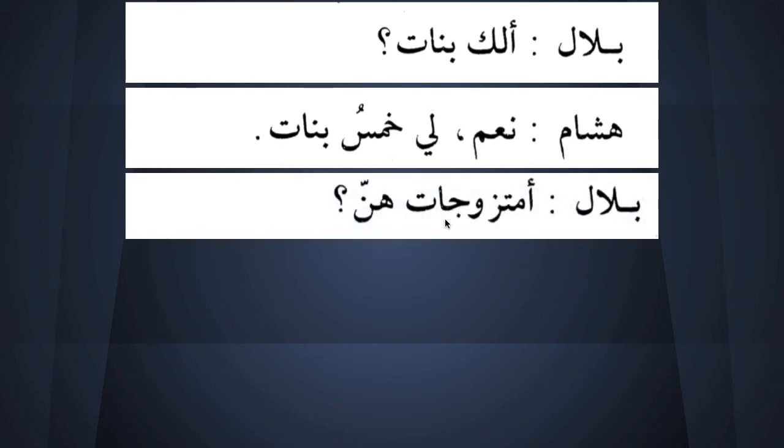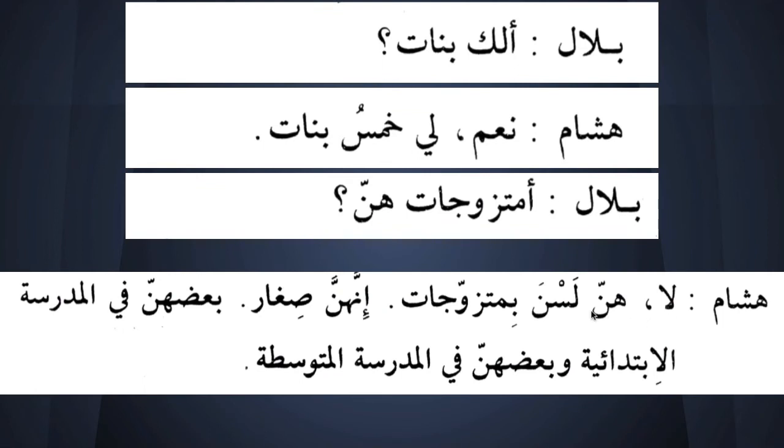Mutazawwijatun. Hunna, are they? Mutazawwijatun means married. Are they married? Hisham says, la hunna. See, if there is hunna, what type of negation are we using? Lasna. Hunna is feminine plural, so obviously the lam kalima gets sukoon and noon gets attached, so it's lasna. Hunna lasna bi mutazawwijatin. Mutazawwijatun, the majroor form is mutazawwijatin.